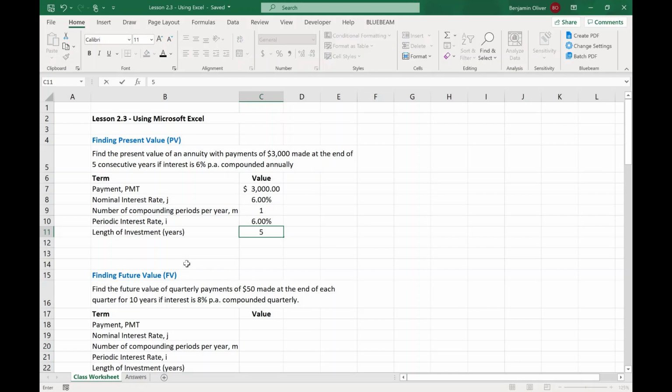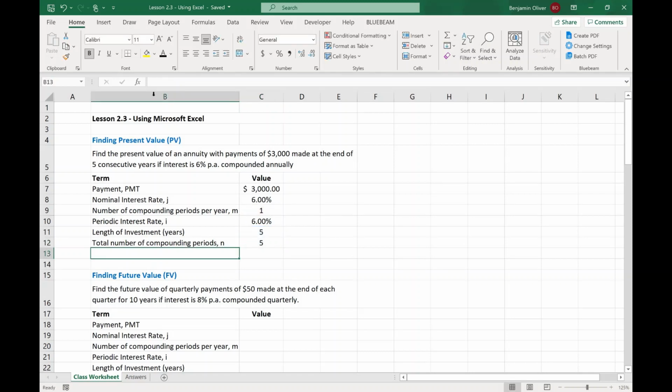So I'll press tab. Our length of investment given in this question is 5 years. So I will type in 5. Now we can find our total number of compounding periods, which was n. So comma n. I press tab. Our total number of compounding periods, again, is a formula. It's equal to our length of investment multiplied by our number of compounding periods per year. So if I press enter, again, it goes back down here to B.